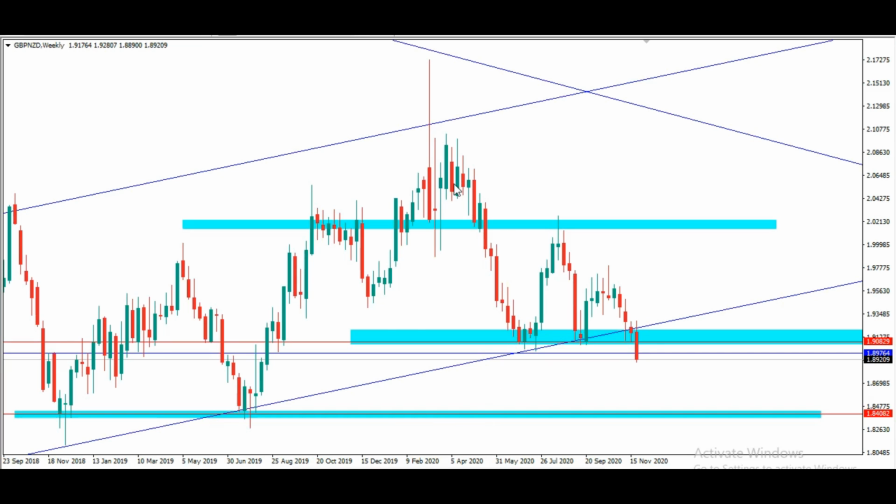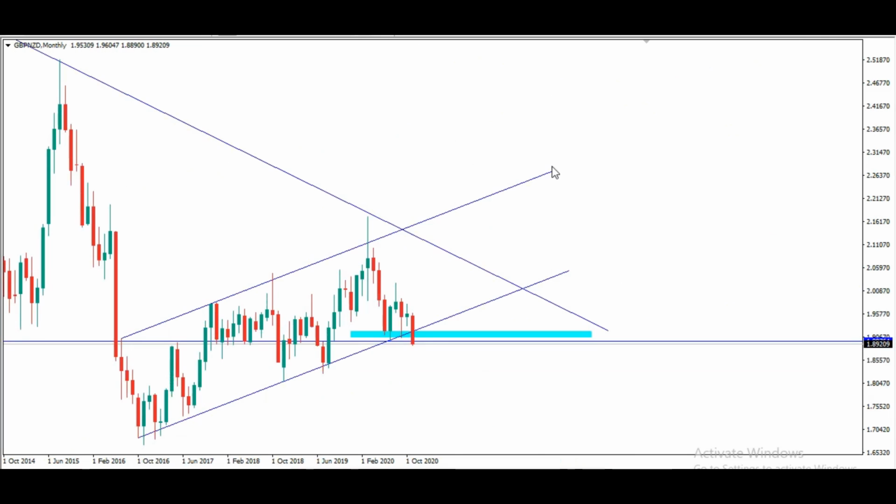So the next pair on our list is pound NZD, and what we can see on this pair from the monthly time frame is that we have a market that made this first push downwards and then started consolidating. At least since 2016 this consolidation has been on the monthly time frame, and we have the possibility of breaking this ascending channel right here.